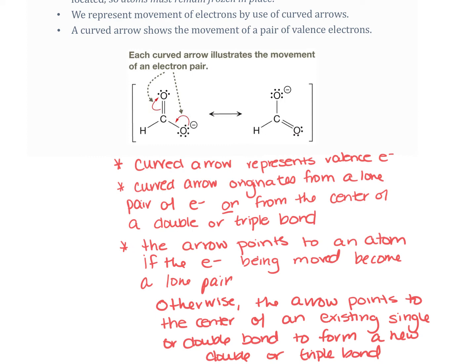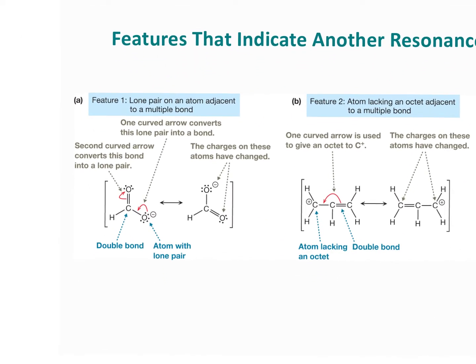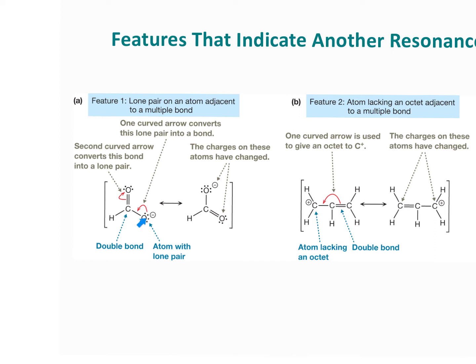So let's look at some features that can help us identify resonance structures. There are five key features that suggest that another resonance structure exists. Okay? Because you're not always going to have both of them there, right? So you're going to have to recognize, is there another resonance structure for this? So when we look at number one here, the first feature, we're going to see that a lone pair of electrons on an atom is adjacent to a multiple bond. So what that means is that we have an atom with a lone pair right here next to an atom with a double bond. And so we've already talked about we can use this to convert this to a double bond here and a single bond there.